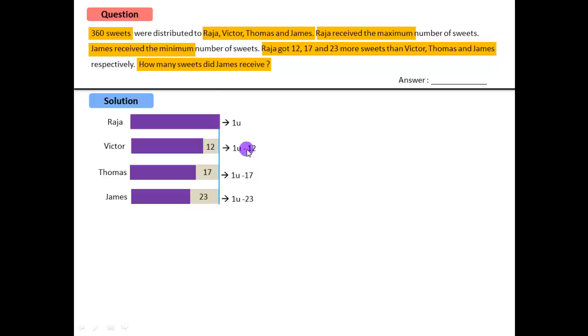The question says that they all shared 360 sweets altogether. So this whole portion would represent 360 sweets. With this, we can calculate the value of 1 unit because the sum of all the sweets, that is 1 unit plus 1 unit minus 12 plus 1 unit minus 17 plus 1 unit minus 23 equals 360, which means 4 units minus 52 is 360. So 4 units is 360 plus 52, which is 412.